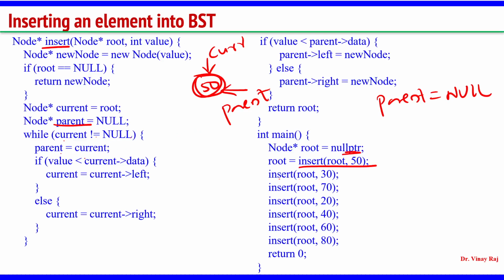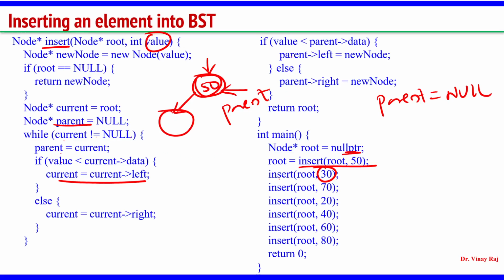Okay, now if value, what is the value which I am inserting here? 30. See, value is 30. If 30 is less than current data, means 50, is 30 less than 50, then current equal to current left, move towards the left side here. Okay, so my current is pointing to this node now, towards the left side.